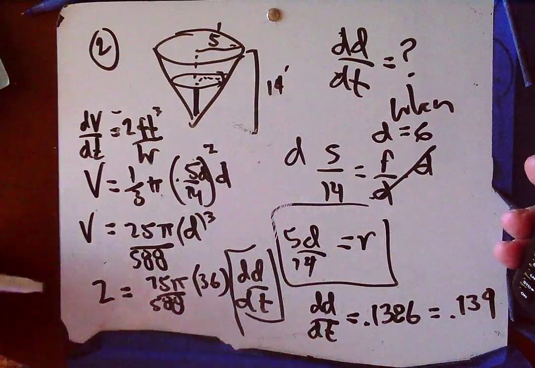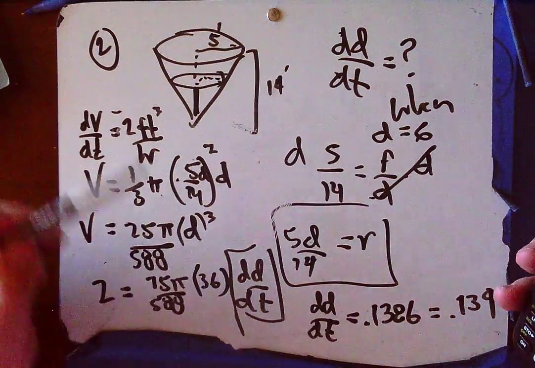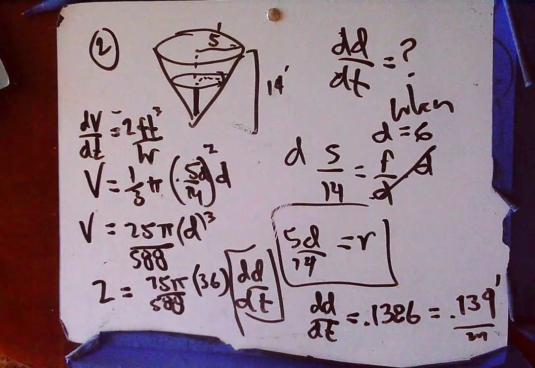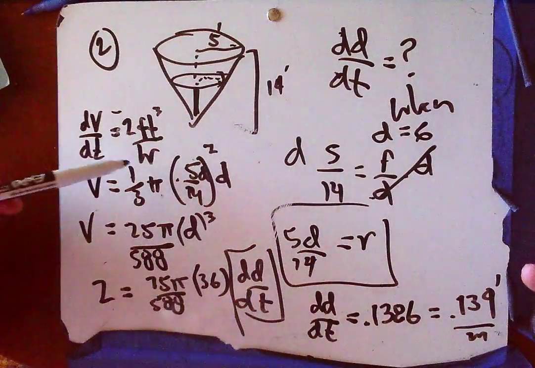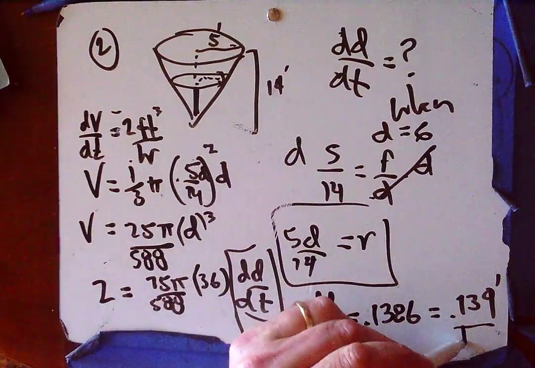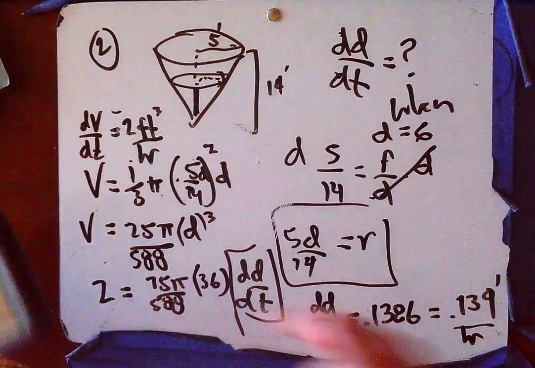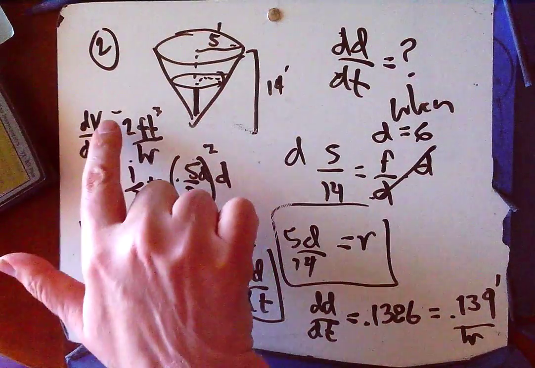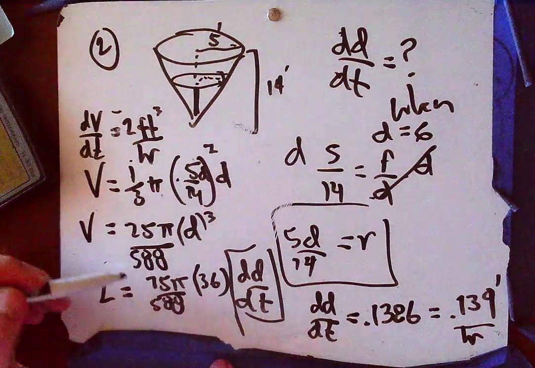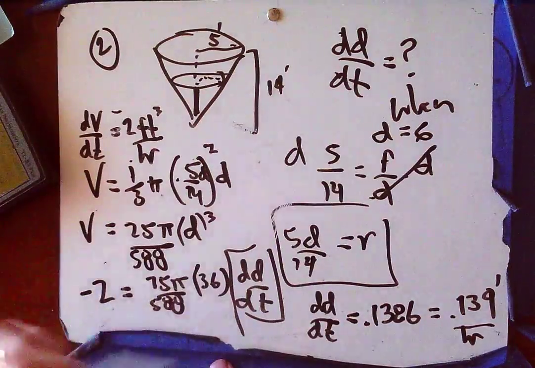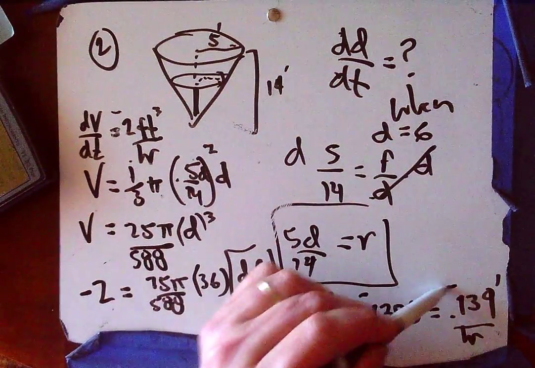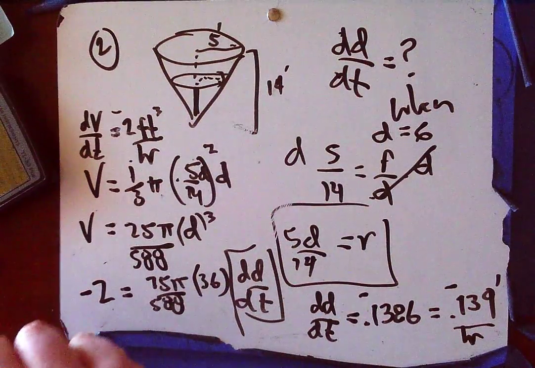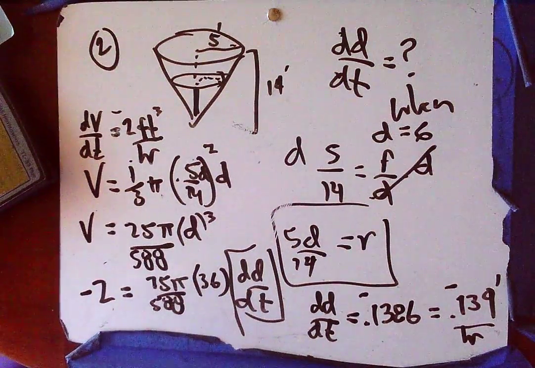And don't forget our units. This is a change in depth. Our depth is measured in feet, and so we want feet per, what was our time? Hour. Per hour. That's how the depth is changing. And remember, this is negative, and that means the depth is decreasing as the liquid runs out of this tank.